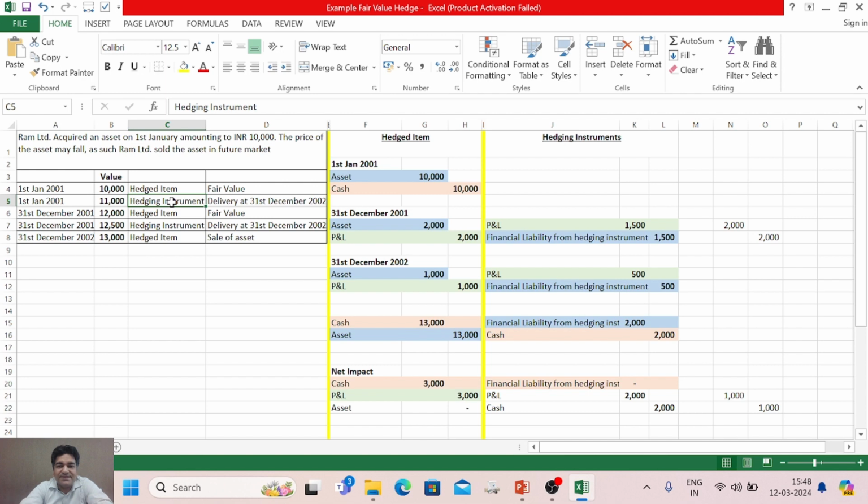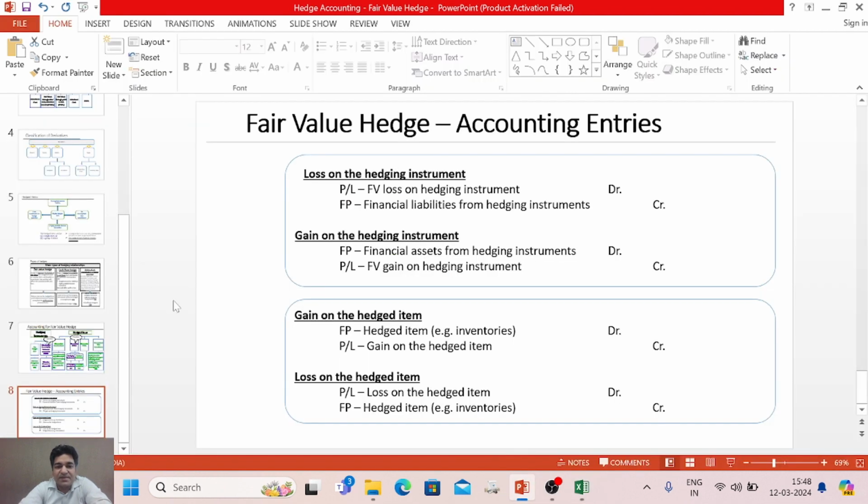We have taken a very simple example. There can be complex transactions which an enterprise deals into to hedge its risk, but for ease we took a very simple example to help you understand how the accounting entries will look like. Guys, before we wrap up, let's do a recap of what the accounting entries will look like and whether the gain or loss will go into profit and loss or OCI. Let's go back to my slide.